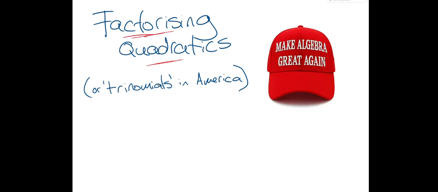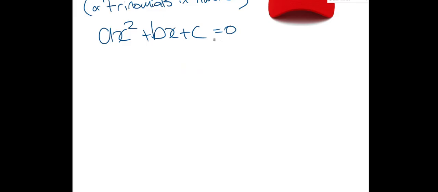If you recall, a quadratic, what our American friends would call a trinomial, is something in the form ax squared plus bx plus some constant, often equals 0. How do we factorize quadratics? This is extremely important, so I'm going to be doing quite a few of them. They get trickier and trickier as we go along.